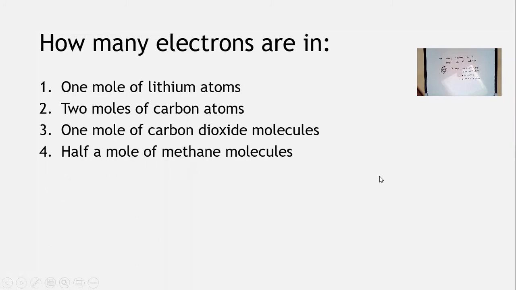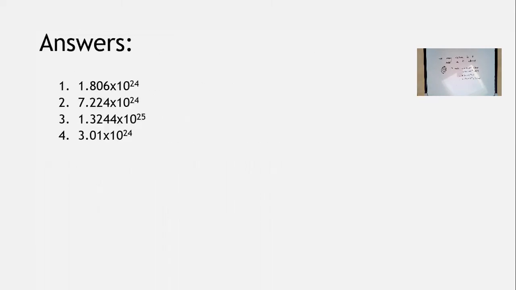So here are some more questions for you to get on with. How many electrons are in each of those? If you're not sure of the formula for carbon dioxide or methane, you should look it up. You can use the internet for that. I'll allow you to open another tab, I'm feeling generous. And then work out how many electrons are in each of those. You should now only be listening to my voice if you have done the questions. If you've not yet done the questions, make sure to pause and then do them. If you have done the questions, you can be listening, and the answers are here.